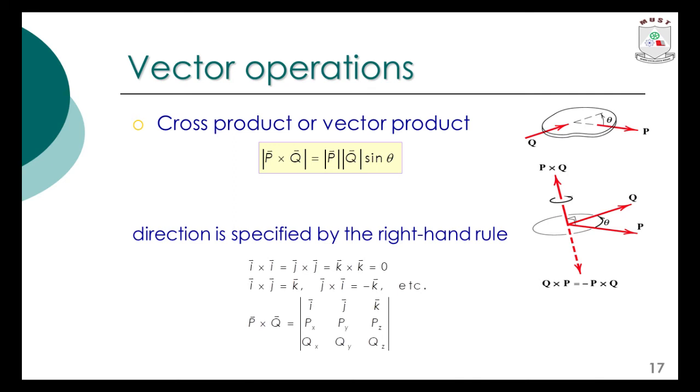When it comes to cross products, we deal with matrices, and for simplicity, we deal with three-dimensional matrices, 3 by 3 matrices: i, j, k, then Px, Py, Pz, and Qx, Qy, Qz. So this is a three-dimensional matrix. We can take the determinant of this and get the cross product.